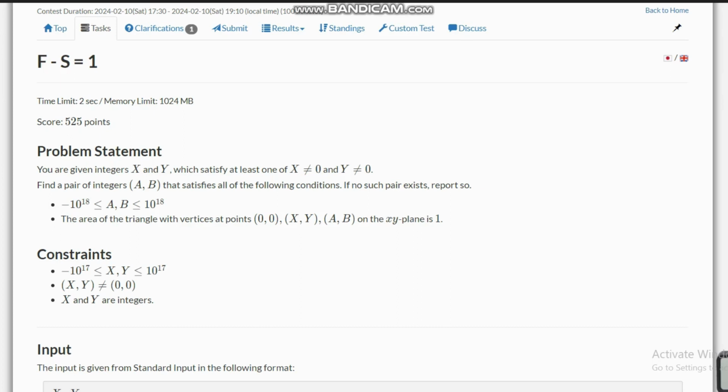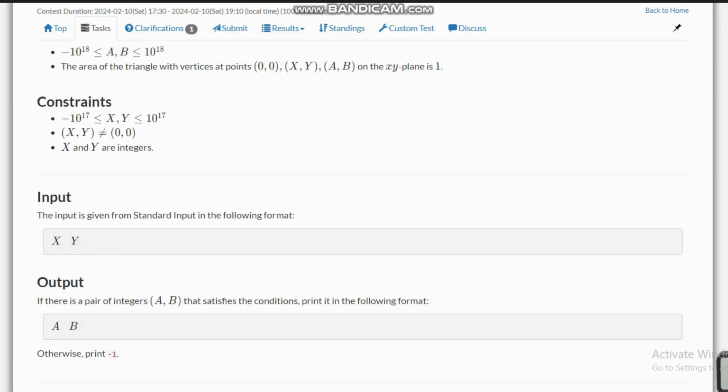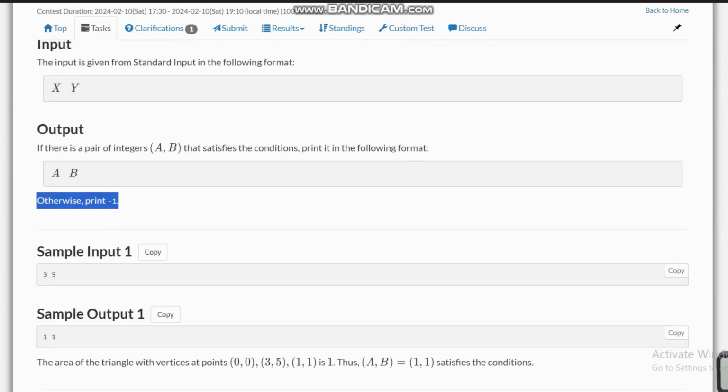A, B lies between minus 10 to the power 18 and 10 to the power 18, and this is the important condition: the area of the triangle with vertices 0,0, X,Y and A,B on the XY plane is 1. So we have to find any such A, B. If there is no such pair, we have to print minus 1. Now let's take some example.